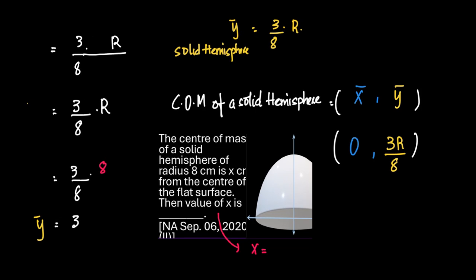The center of mass of a solid hemisphere of radius 8 centimeter is x from the center of the flat surface, and the value of x is. See, we know that the center of mass of a solid hemisphere.